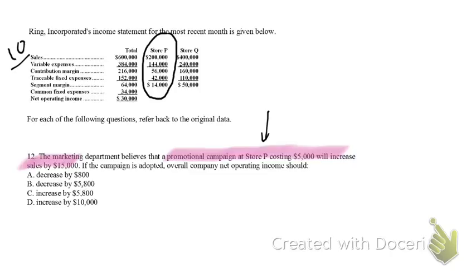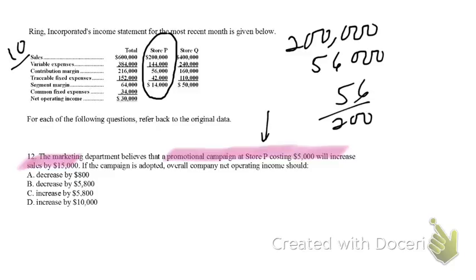The first thing to realize is that of the 200 grand, 56 grand is my contribution margin. So for the contribution margin percent, I have 56 divided by 200, which gives me a contribution margin of 28%. So my contribution margin at store P is 28%.